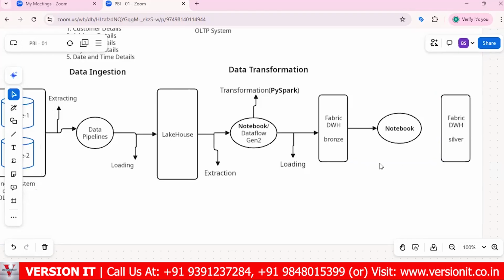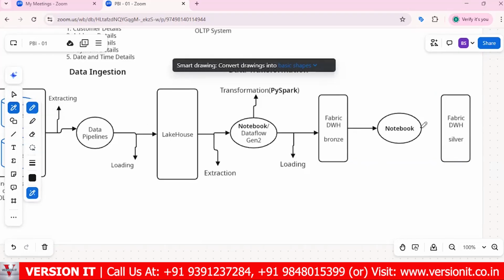So when data is moving from the bronze layer to the silver layer, we are going to apply data cleansing operations. This is going to be the same extraction, transformation, and loading. It repeats the same thing.